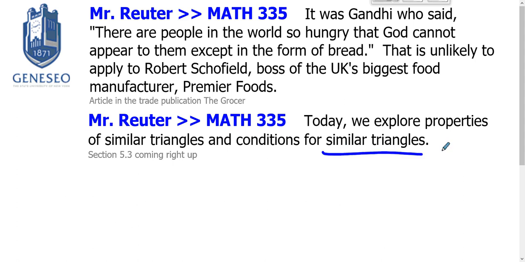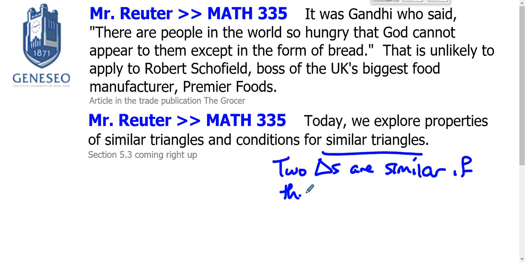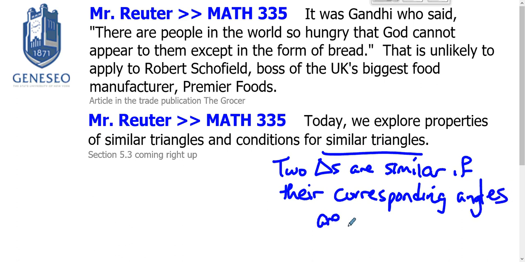Okay, Euclidean geometers. On today's show, we take a look at similar triangles. Two triangles are similar if their corresponding angles are congruent. That's what makes two triangles similar.